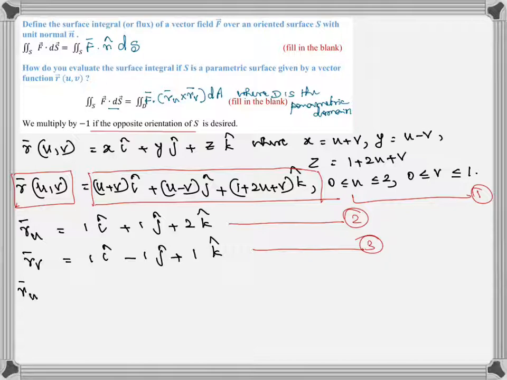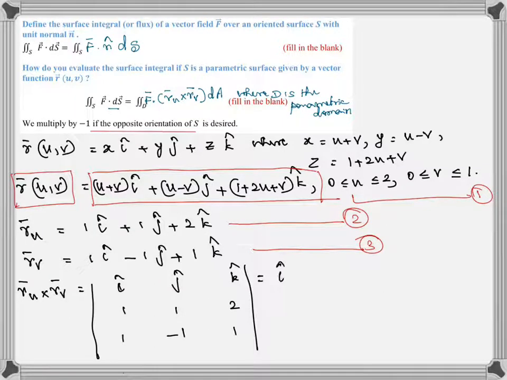Now we'll get the cross product, which is the determinant with i, j, k on the first row, the second row the components of r sub u, and the third row the components of r sub v. So which is i times (1 plus 2), plus j times 1, plus k times -2.